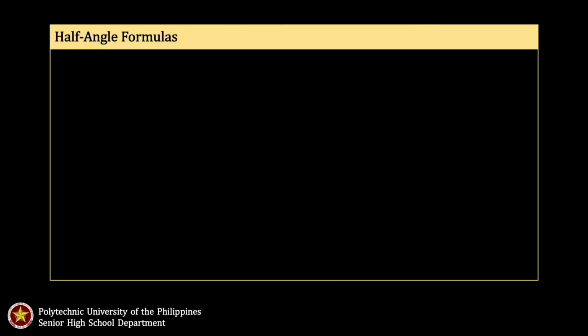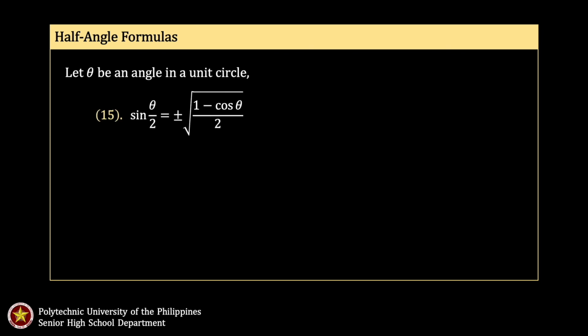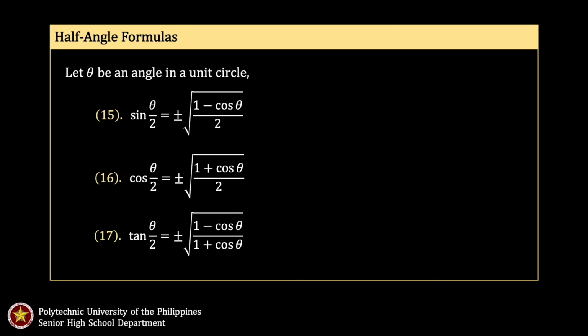So, as a summary, half angle formulas. Let phi be an angle in a unit circle. Formula number 15, we have sine phi over 2 equals plus or minus square root of 1 minus cosine phi over 2. Then formula number 16 is for cosine phi over 2. Same appearance. The only difference is that we use an addition sign instead of subtraction. And for number 17, our last formula, tangent phi over 2 is equal to plus or minus square root of 1 minus cosine phi all over 1 plus cosine phi.